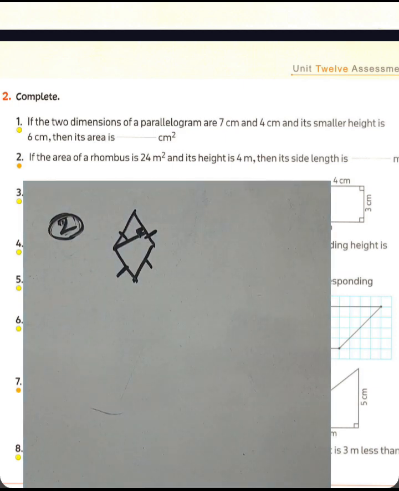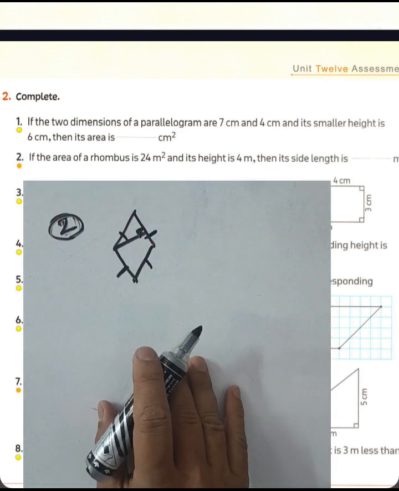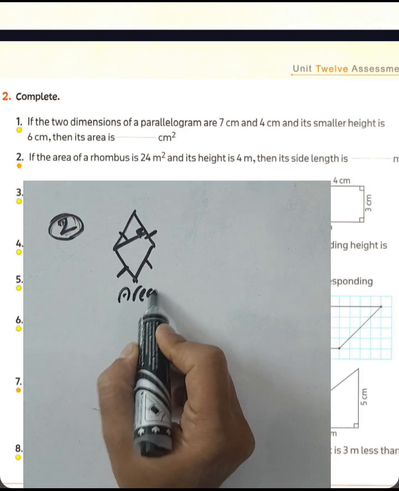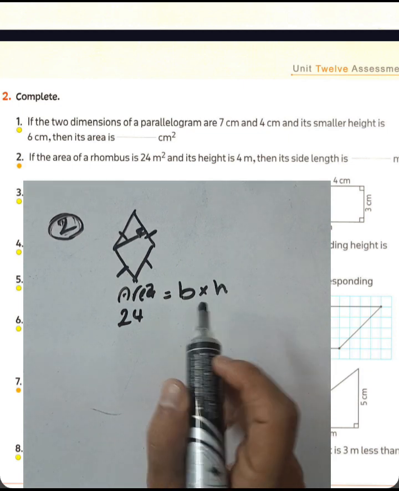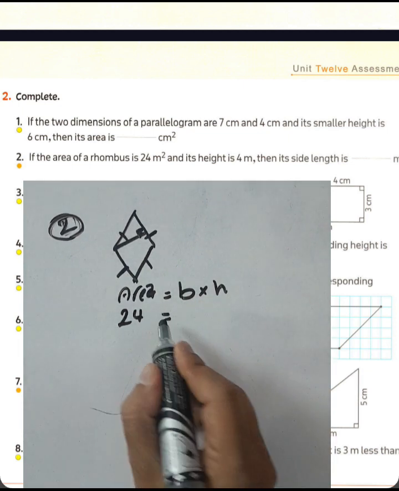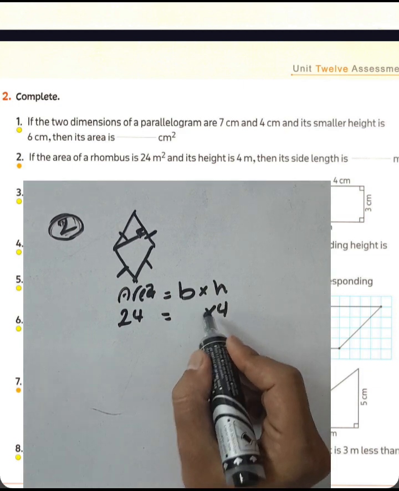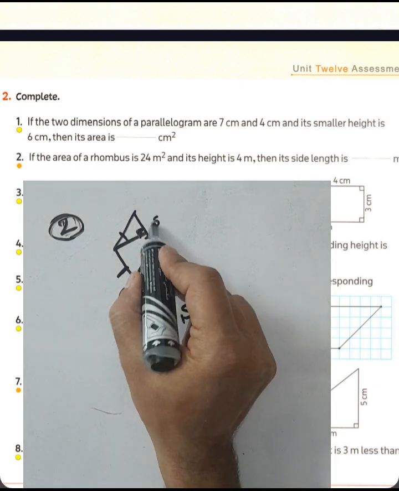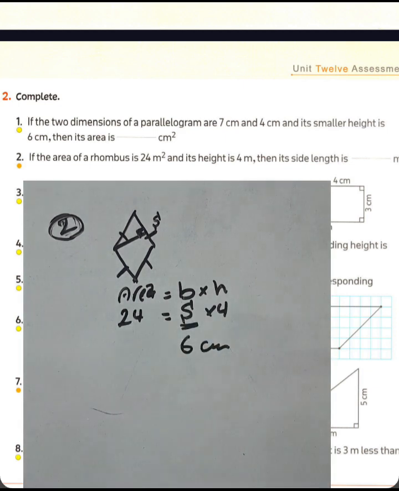similar heights about any side. Okay, then he gave us the area was 24, and we know the area equal base product by height, or side by height. He gave us in the example the height was 4 centimeters. The base here refers to the side. Okay, the side will be what? Will be 6, because 4 times 6 equal 24. The result will be 6 centimeter.